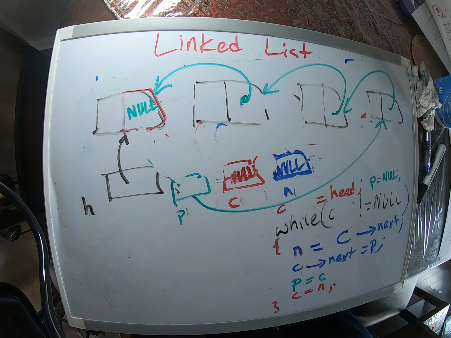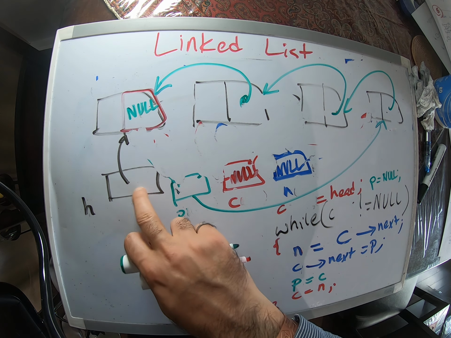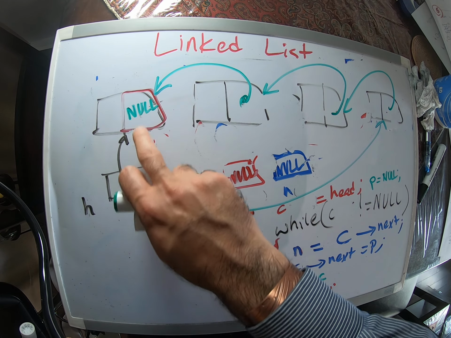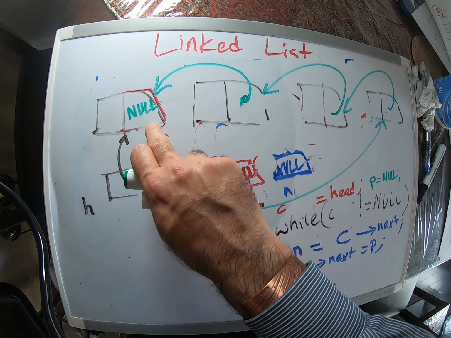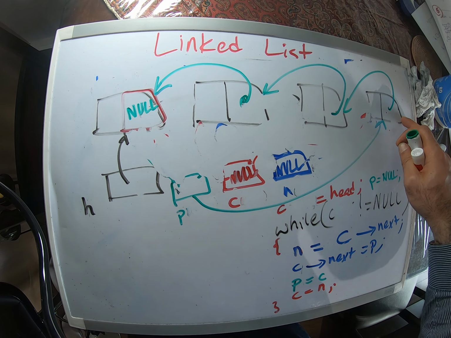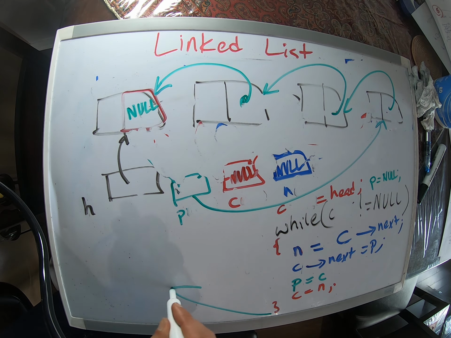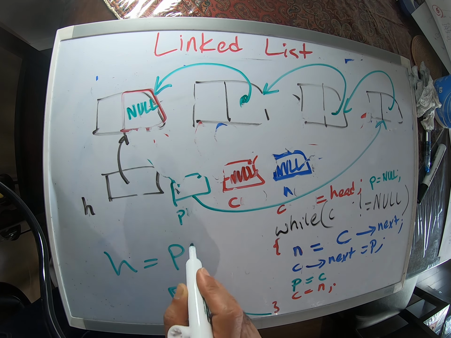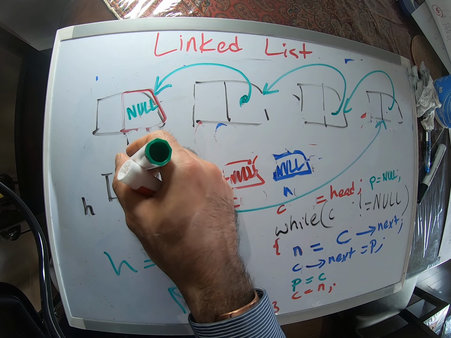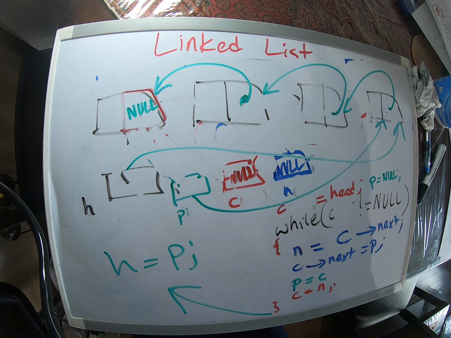Are we done? No. One very important part is left after the loop. We still have the head pointing here. It shouldn't be pointing here anymore because this is not the head of the linked list. This one is. So what do we have to do after the loop? That's correct. H is equal to P, so that this moves to here.